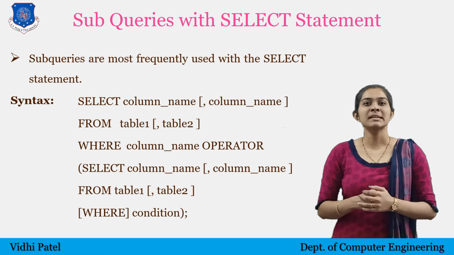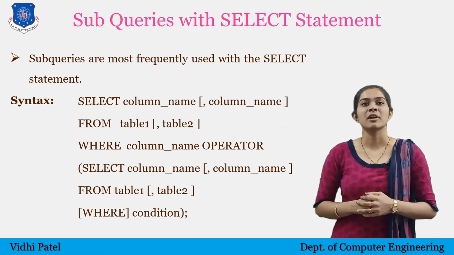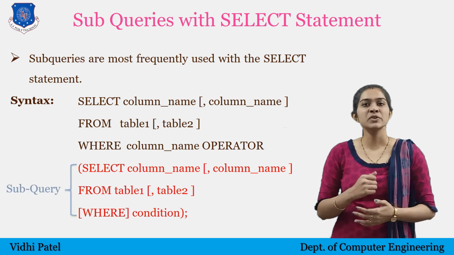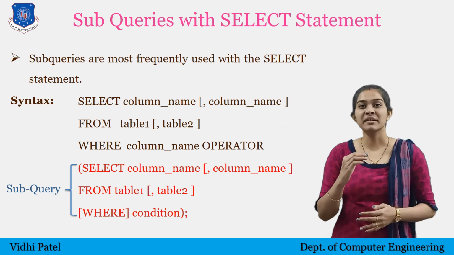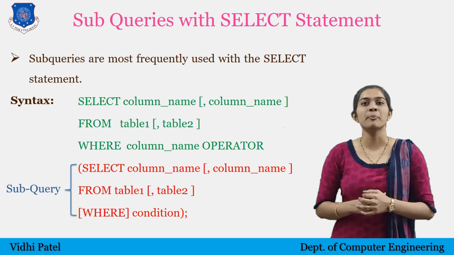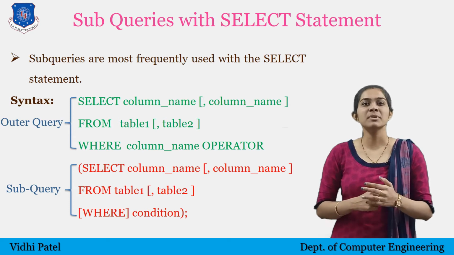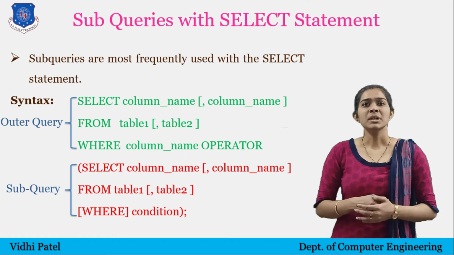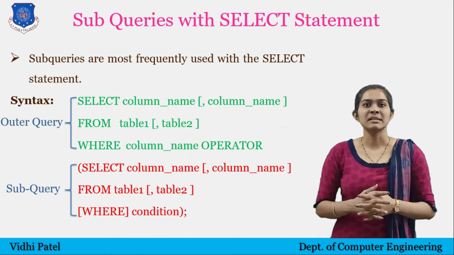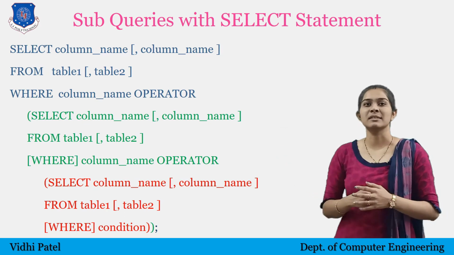Here the square brackets say that these are optional. You can use them as per your requirements. Here the enclosed query is the inner query, which is a subquery, and the statement containing a subquery is called a parent query or the outer query. A parent query depends upon the result of the subquery. It is possible that a subquery contains another subquery, which is shown here. Have a look at this.